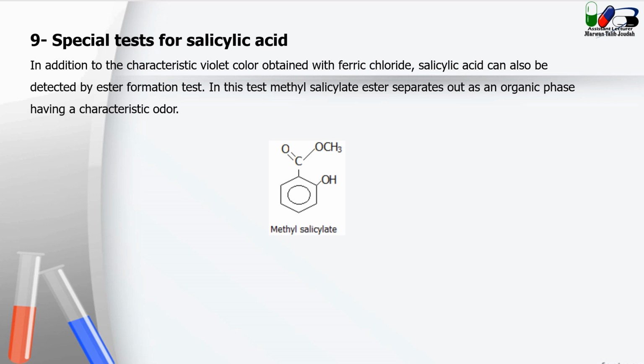The last test here is the special test for salicylic acid. The valid color that we should eventually obtain is with ferric chloride. Salicylic acid can also be detected by the ester formation test, which we call esterification. In this test methyl salicylate ester separates out as an organic phase having a characteristic odor. So we see here methyl salicylate, this final compound: salicylic acid reacts and gives us the ester, we call it esterification, our reaction.